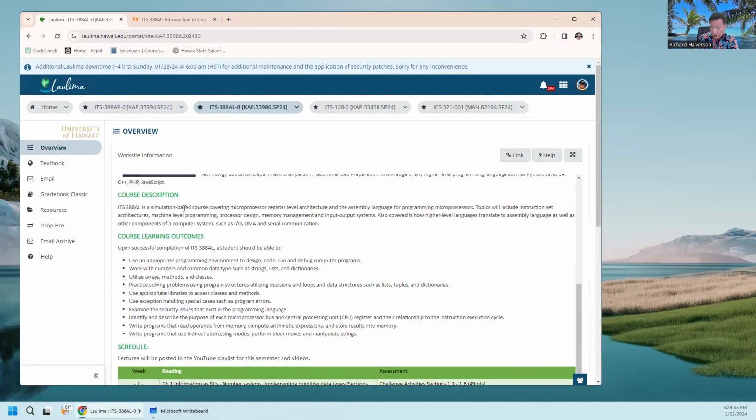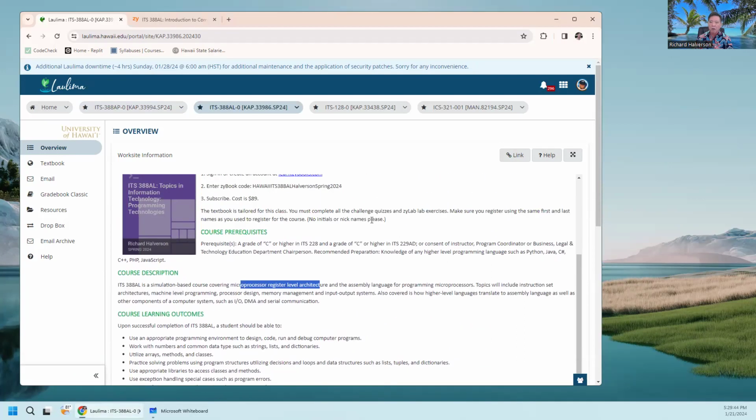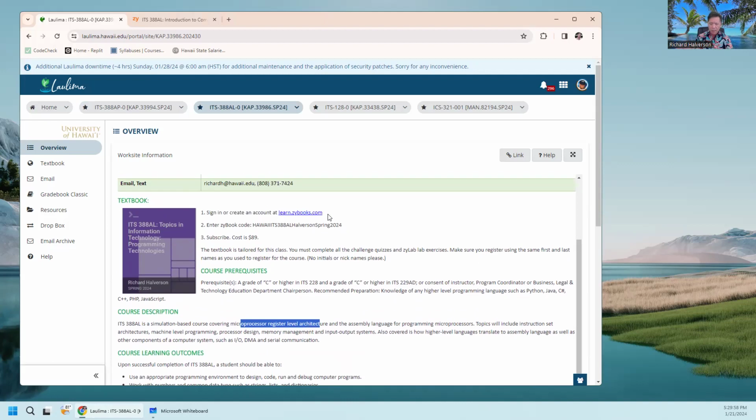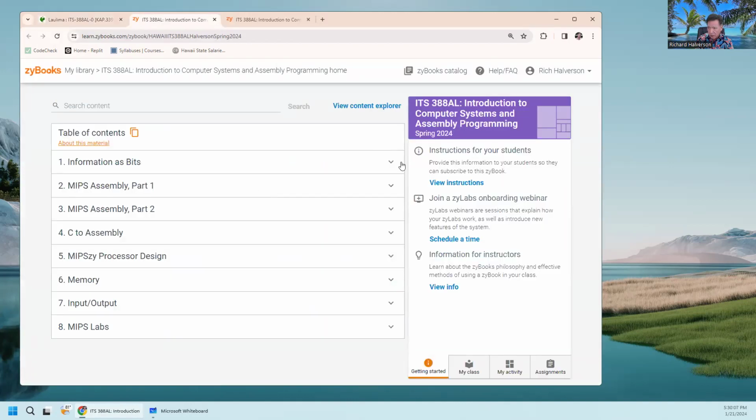So this is actually a simulation-based course covering microprocessor register level architectures, and this course is based off of the MIPS processor. And you can do a Google search on MIPS, and you can see where it's used and so on. And it's a good processor for teaching because it's nice and general, and it's not complicated with a bunch of other stuff.